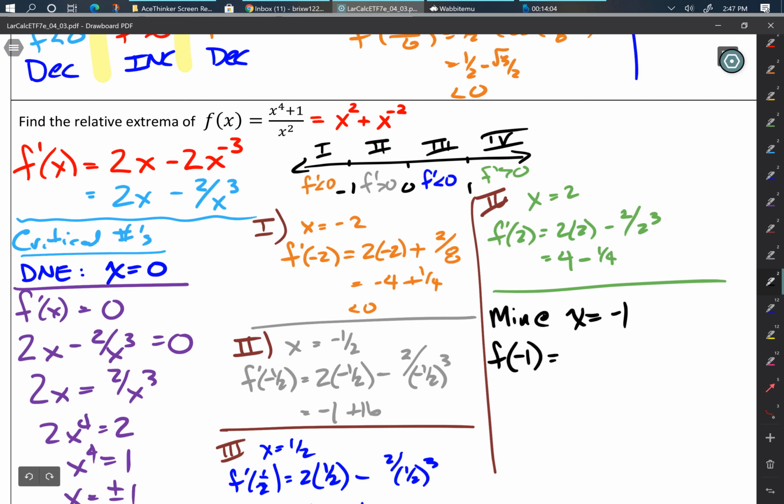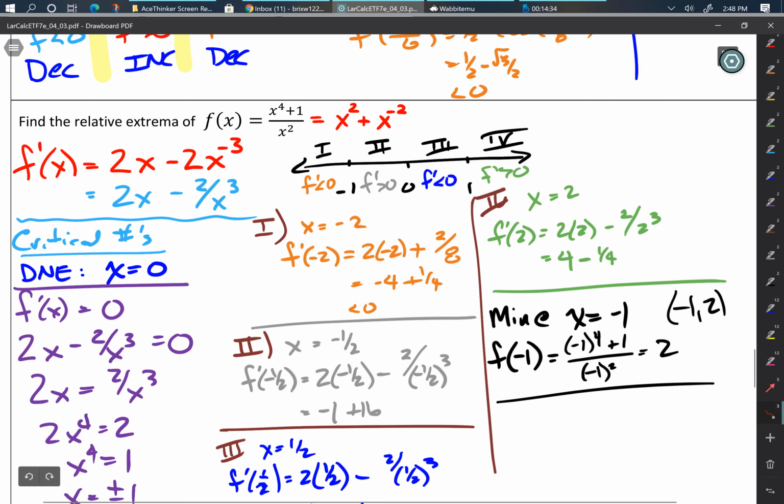So that's going back up here to the original function. F, not f prime. That's going to be negative 1 to the fourth plus 1 over negative 1 squared. Negative 1 to the fourth is 1. 1 plus 1 is 2. 1 over 2 when it's all said and done. So we have a minimum at the point negative 1, 1 and a half.